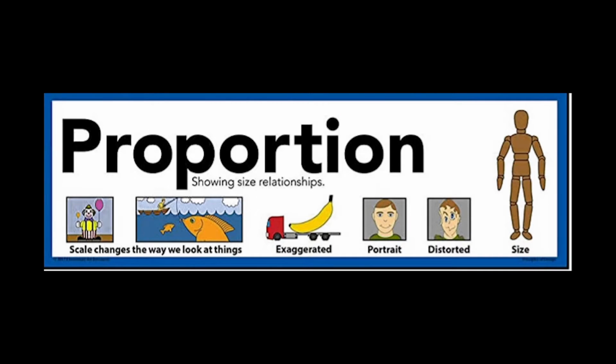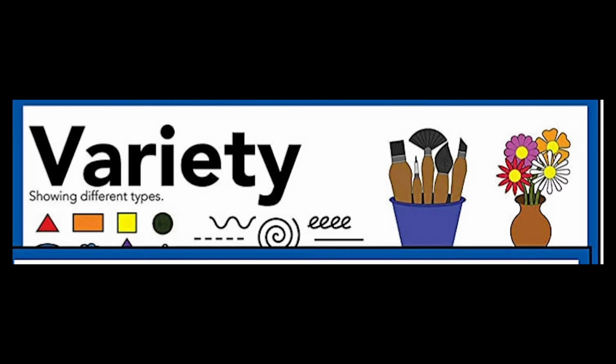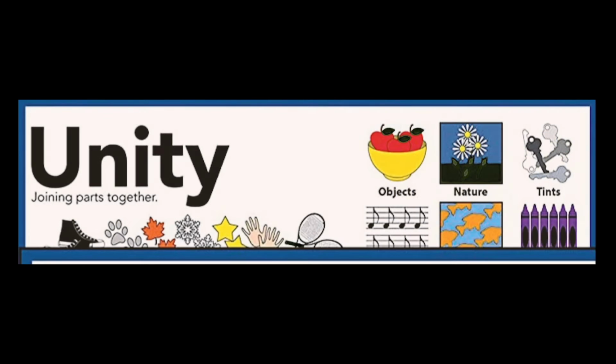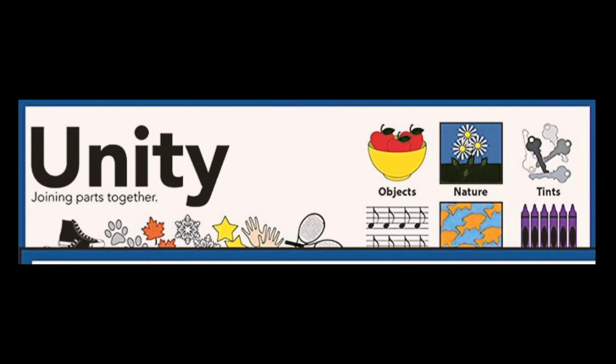Proportion is the feeling of unity created when all parts, sizes, amounts, or numbers relate well with each other. Variety is the use of several elements of design to hold the viewer's attention and to guide the viewer's eye through and around the work of art. Unity is the feeling of harmony between all parts of the work of art, which creates a sense of completeness.